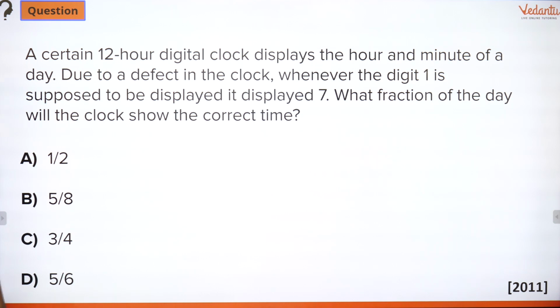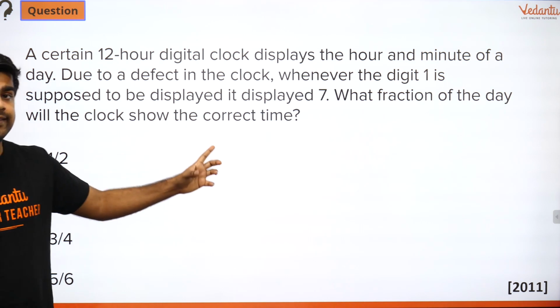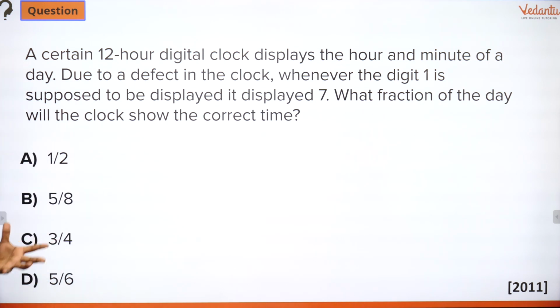That time is incorrect. So I want you to find out what fraction of the day will the clock show the correct time. For example, if 1 o'clock is shown as 7 o'clock, then that instant is a wrong time. So like that, if you collect all the wrong times and put together, you will get the total incorrect time. But I want, what is the total correct time? Okay. So try to figure out what is that. That is the question. You guys have to think about it and then solve it.